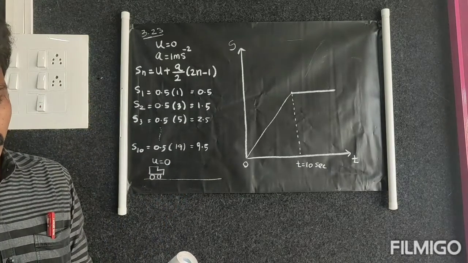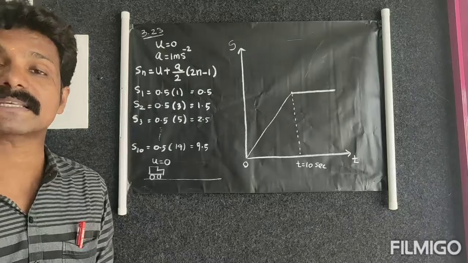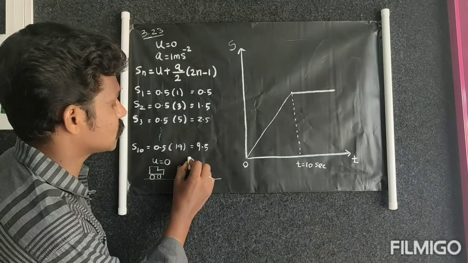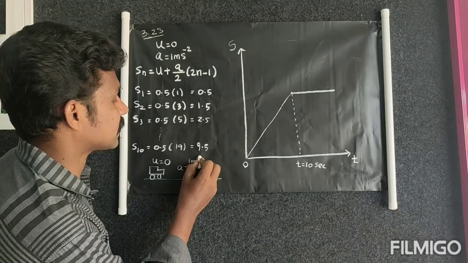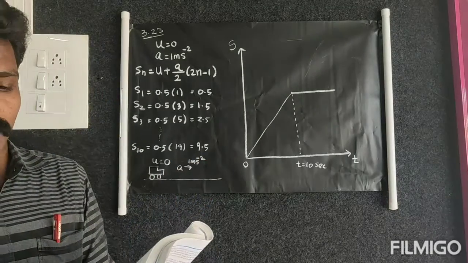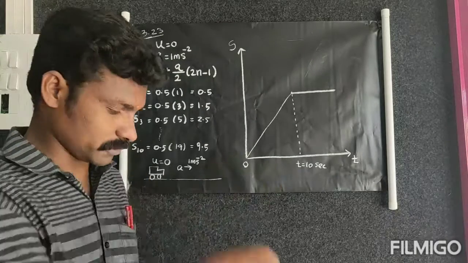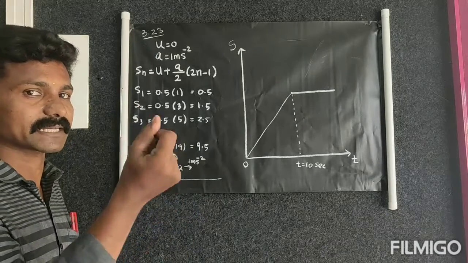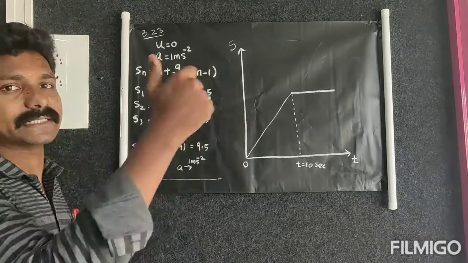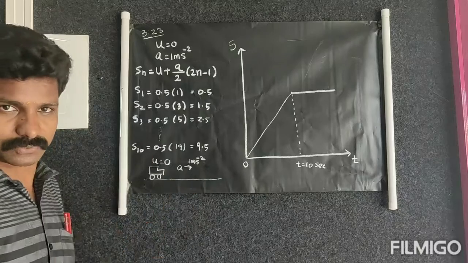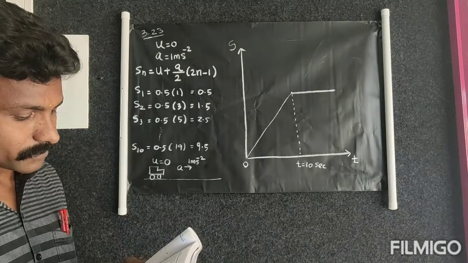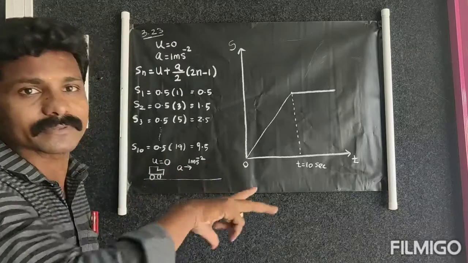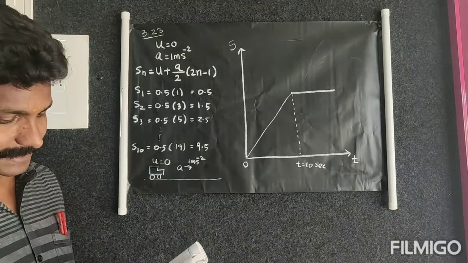It accelerates uniformly with 1 meter per second square. So the acceleration is given as 1 meter per second square, on a straight road, for 10 seconds. So for how many seconds is the acceleration given? 10 seconds, 1, 2, 3, 4 like that. For 10 seconds the auto accelerates, and then moves with uniform velocity. After that it does not accelerate, so it maintains that uniform velocity.